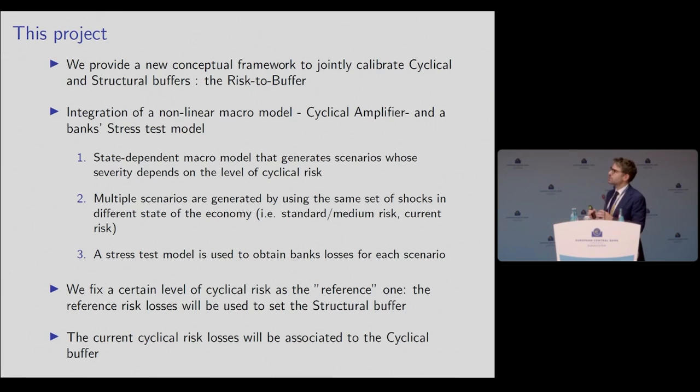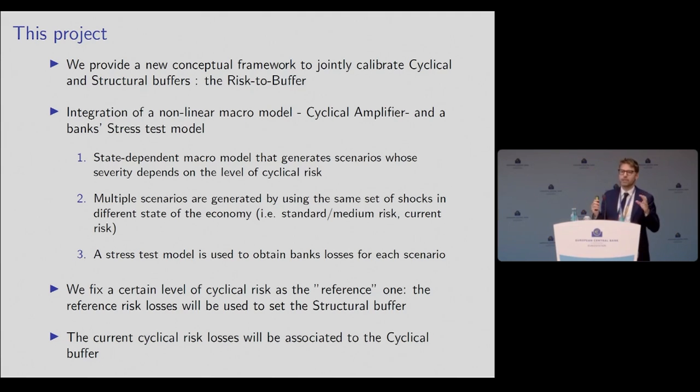What we do in this project is to provide a conceptual framework to think about and to calibrate cyclical and structural buffers. We call this risk to buffer. The idea is that we're going to map each risk level to a buffer. It is based on the integration of a nonlinear macroeconomic model, the cyclical amplifier, as we call it, and we're going to see how and why. We integrate it with a bank stress test model.